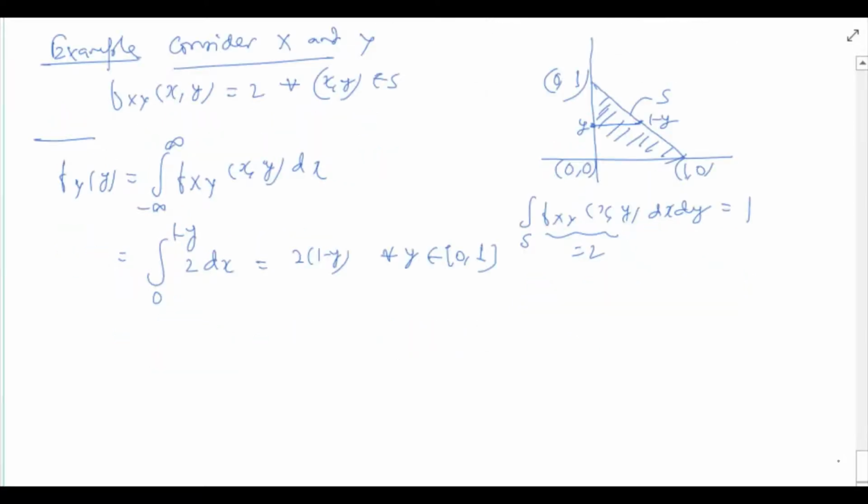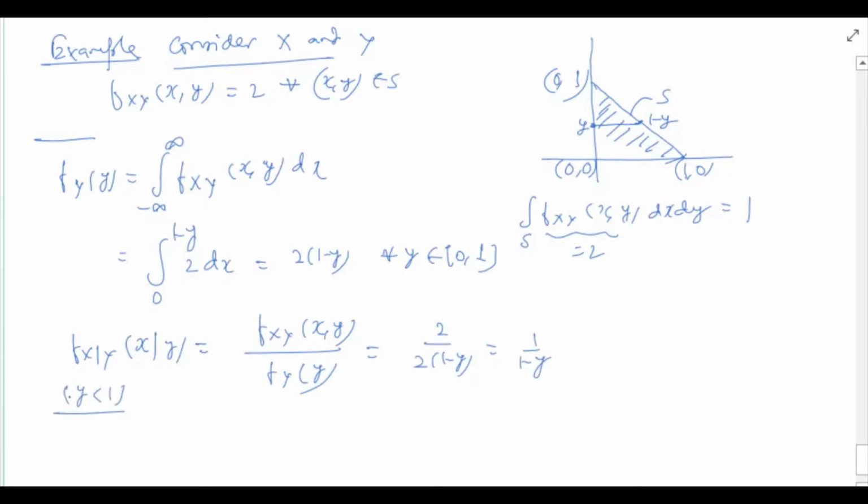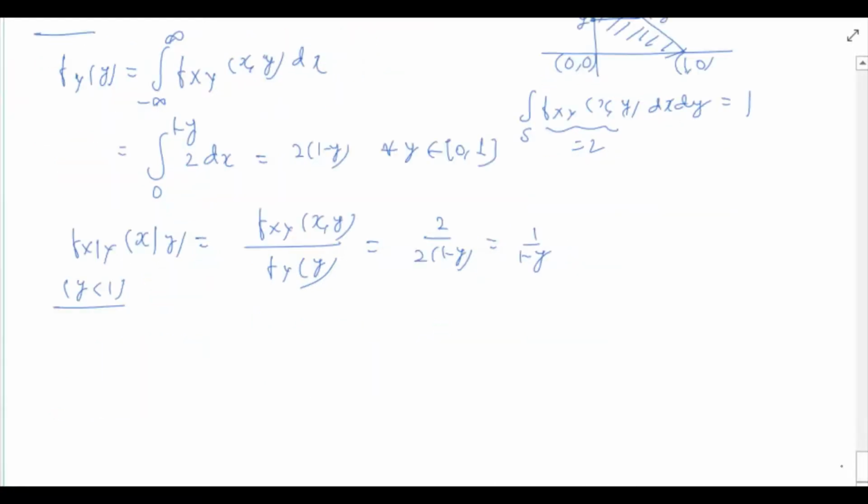Having defined the marginal probability density function of y, we can compute the conditional probability density function of x given y, that is f x given y, small x given small y, as the ratio of the joint probability density function divided by the marginal probability density function of y. So this turns out to be equal to 2 divided by 2 times 1 minus y, which is 1 over 1 minus y. In this definition, we assume that y is less than 1, as when y is equal to 1, the marginal density of y at 1 is 0, so this conditional density is not defined.